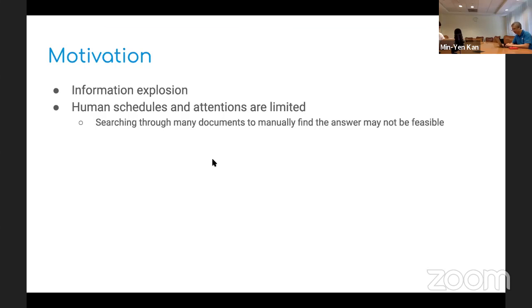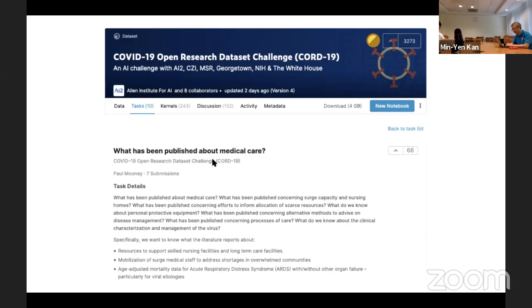A very relevant example to our situation now is the COVID open research challenge. It's a question answering challenge where they ask you to build a model that can tell you more about, say, common symptoms of COVID or what you should do to prevent yourself from getting COVID. Based on the scientific documents, or documents published by the government, that are in the data set or knowledge base, the system can answer these common questions.